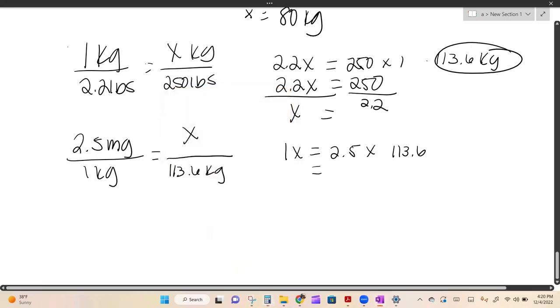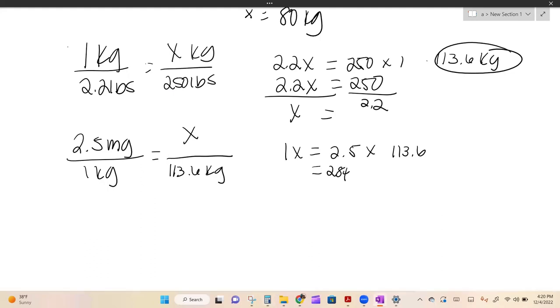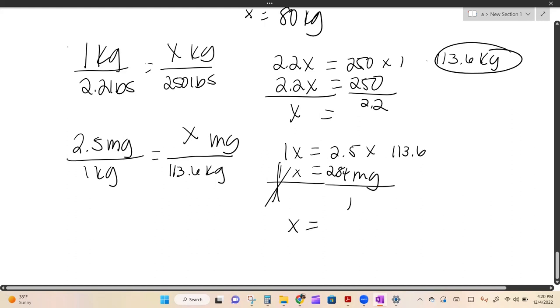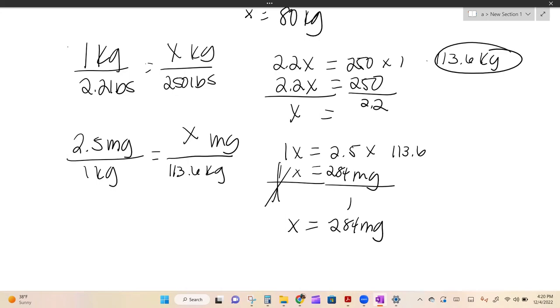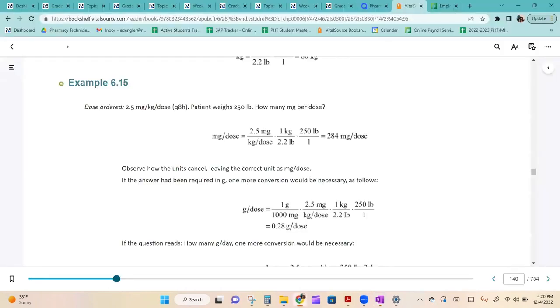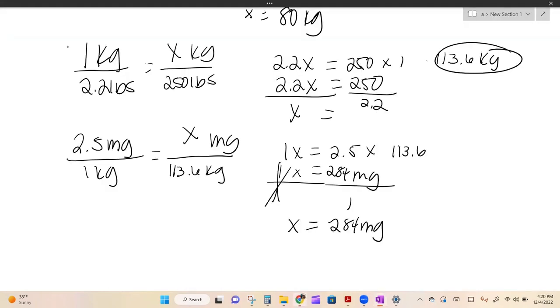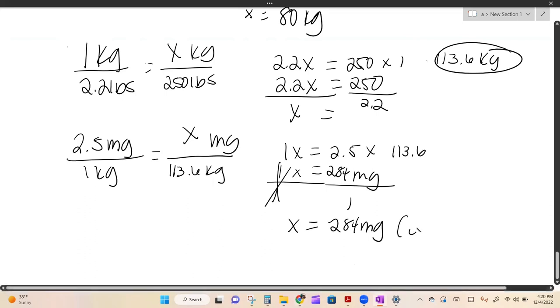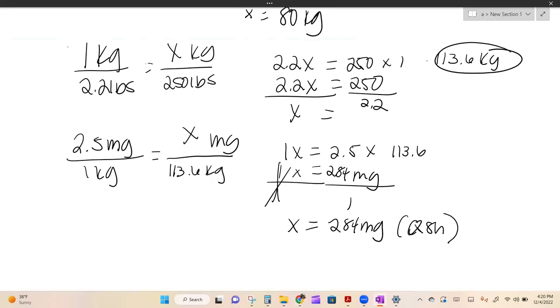Which gives me 284 milligrams, because this is supposed to be milligrams. And we want to get x alone, so we'll divide both sides by 1. 284 divided by 1 is just 284 milligrams. So that's how much they need per dose. So every 8 hours, Q8H, they're going to get 284 milligrams.